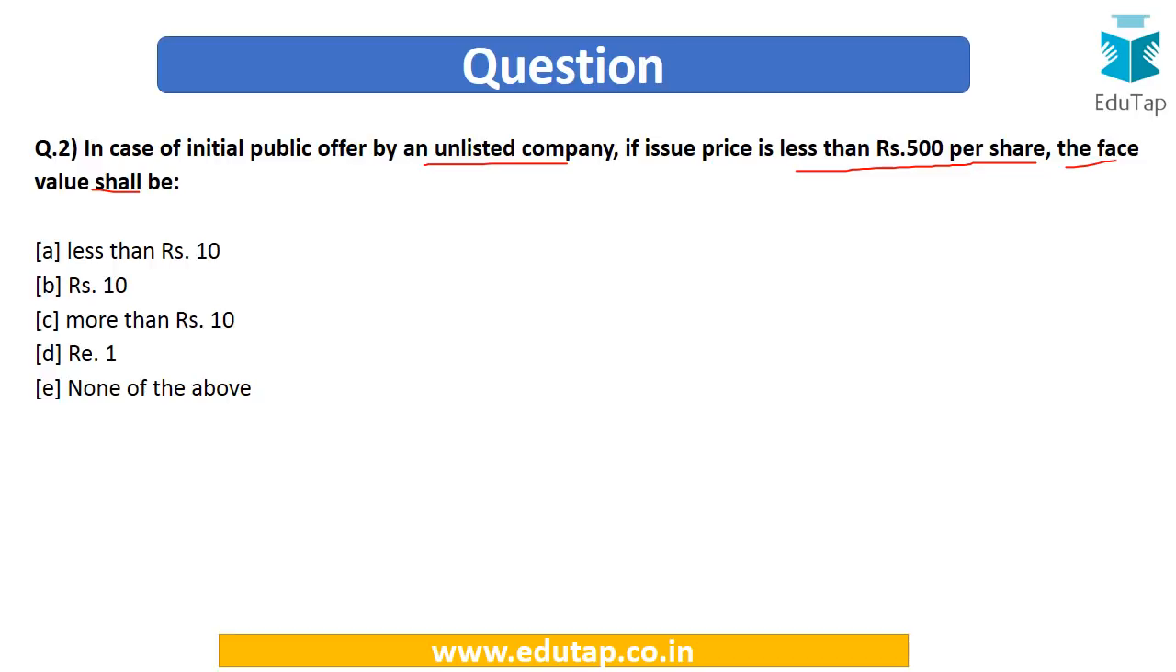Now the issue price is the price at which the shares are being issued by the company, and it will be higher than the face value of the share. So face value will be the price which is printed on that share, and it can be any amount, but the issue price is generally higher because a premium is charged by the company over and above the face value for issuing these shares.